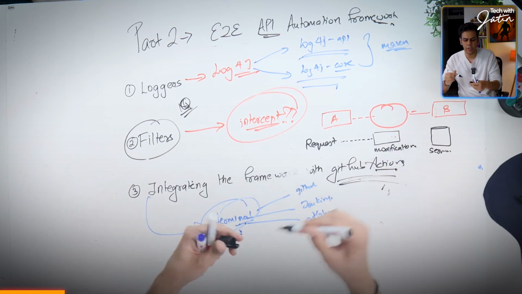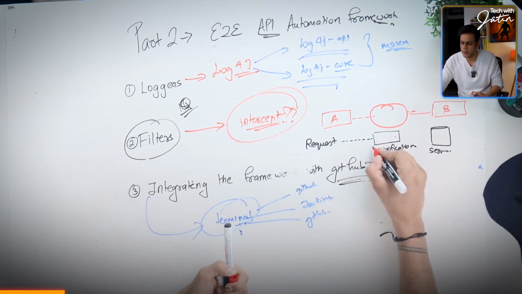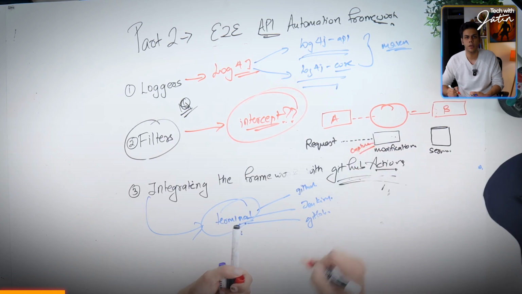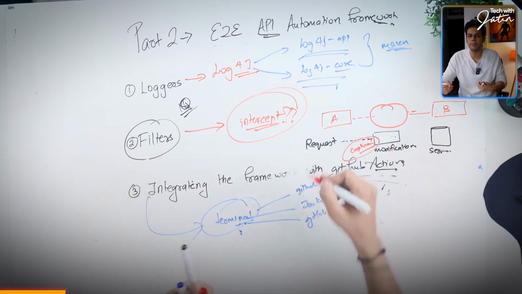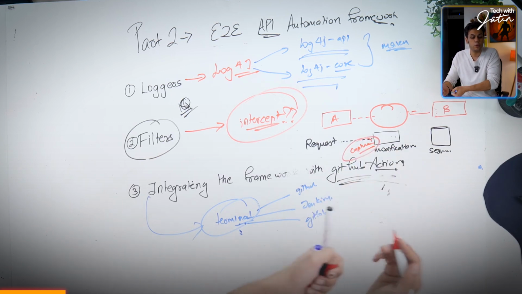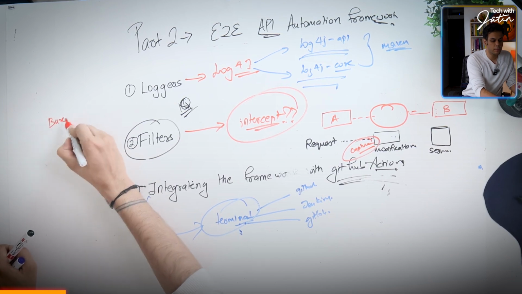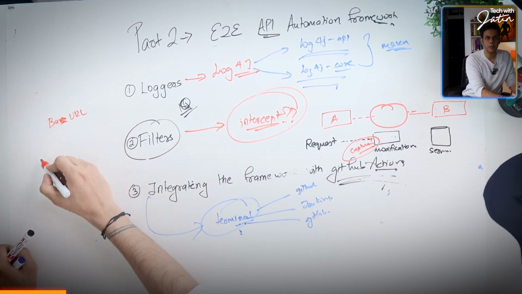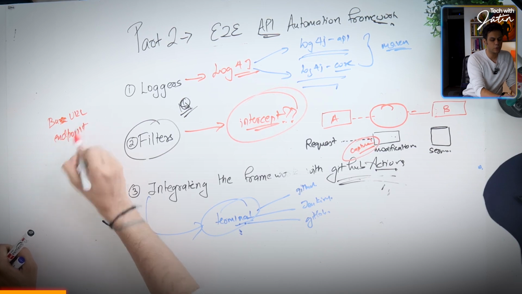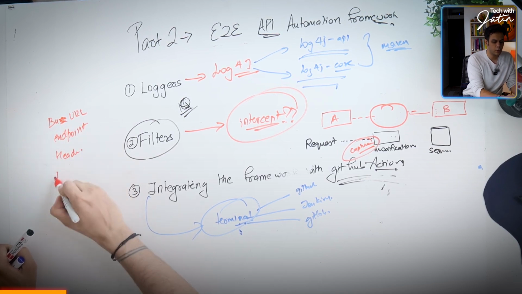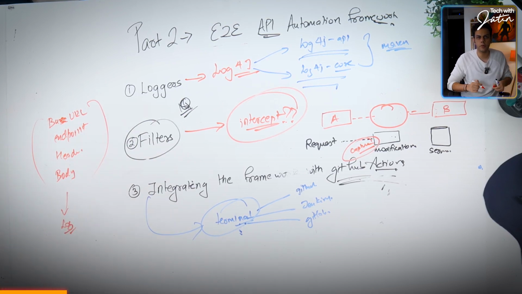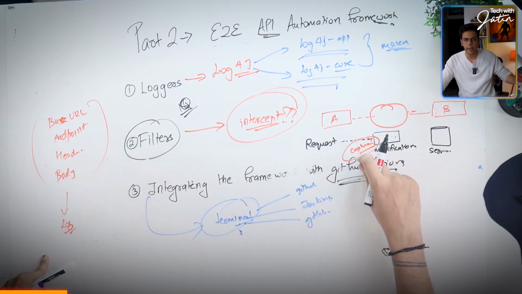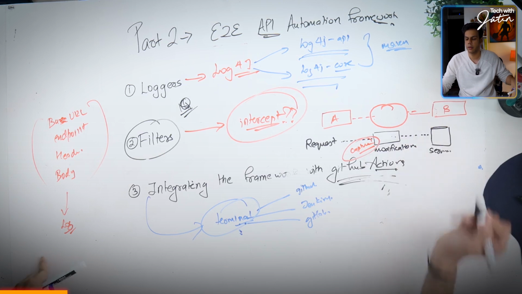What do you mean by some kind of modification? Modification can be anything. I want to capture something from the request. I want to make some changes in the request. All those things I can do. But for us, we want to capture something from the request. What do I want to capture? I want to capture the base URL, the endpoint, the header, and the body so that I can log this in my log file. Once I capture this, I will log it and then continue with the request.